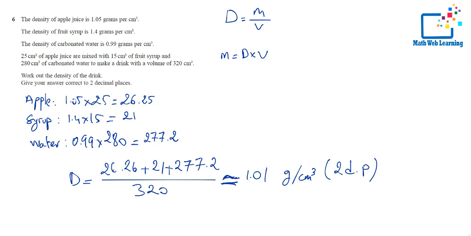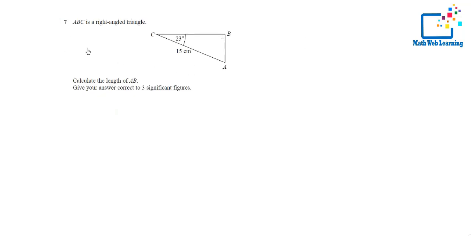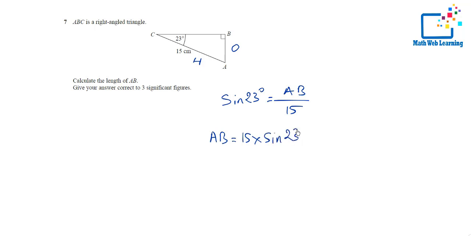Question 7 is next. Question 7 is on trigonometry and SOH CAH TOA. We need to calculate the length of AB. Now AB is opposite to the angle, and we have the hypotenuse, that one. So we're using opposite and hypotenuse, so we have to use the sine trig function. Sine 23 degrees is equal to AB divided by the hypotenuse, which is 15. So therefore we make AB the subject, and that will give us 15 times sine 23 degrees.